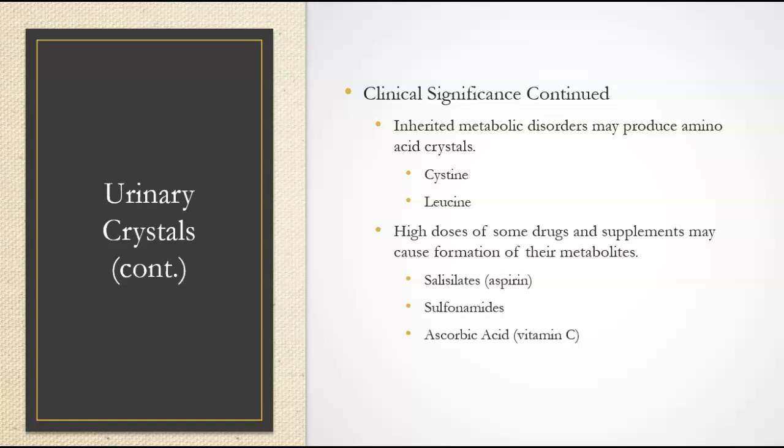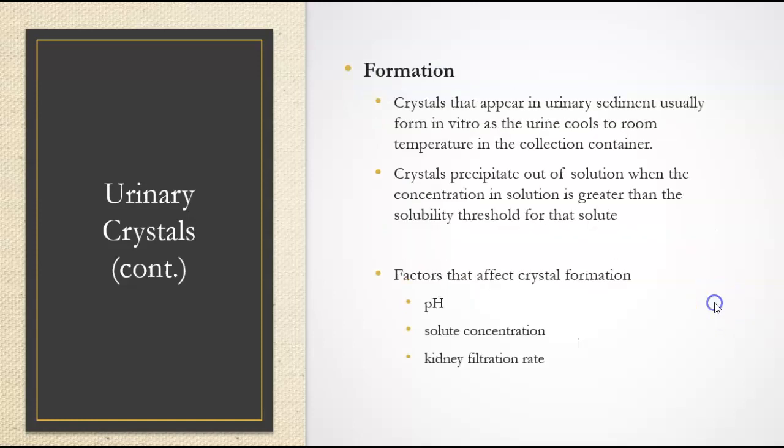We can see inherited metabolic disorders that can produce amino acid crystals like cysteine or leucine. And then we can see patients that have had high dose drugs and supplements cause formation of crystals of their metabolites in the urine. So salicylates, sulfonamides, and vitamin C. Vitamin C is a common one because people think if you take a ton of vitamin C, it's going to help boost your immune system. Well, yes, vitamin C does help boost your immune system, but when you take it in excess, you just urinate out the rest of it.